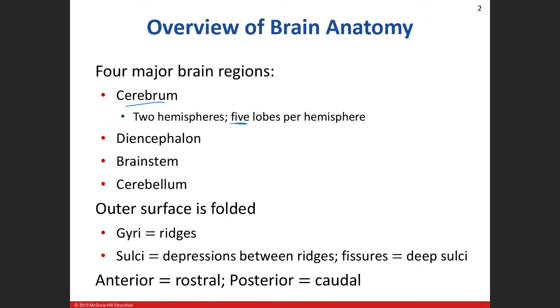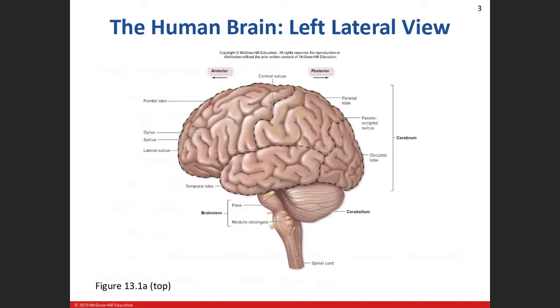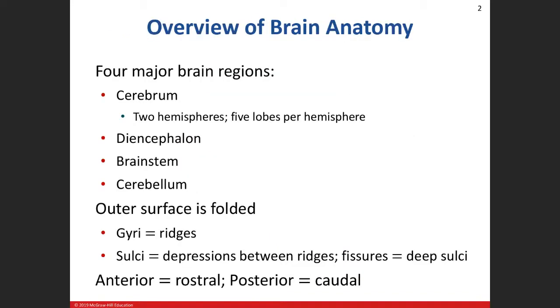When you're looking at the brain, if you look at this picture here, you can see it's got all these folds in it, and in between the folds, it's got these little depressions. In some of these areas, you have deeper depressions. The folds or ridges are called gyri in the plural; a single one is a gyrus. The shallow depressions are called a sulcus if singular, or sulci if plural. And the deeper ones are called fissures.